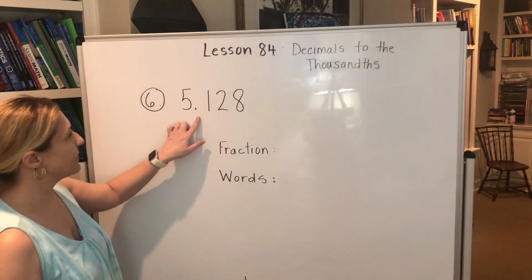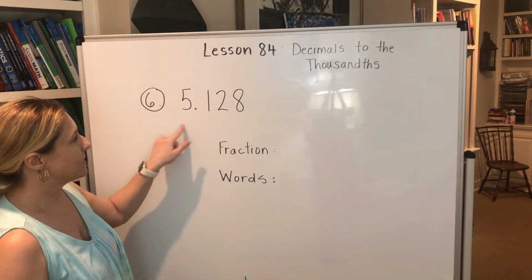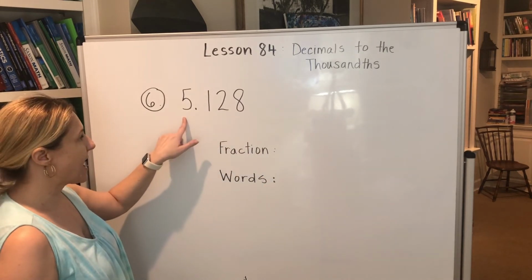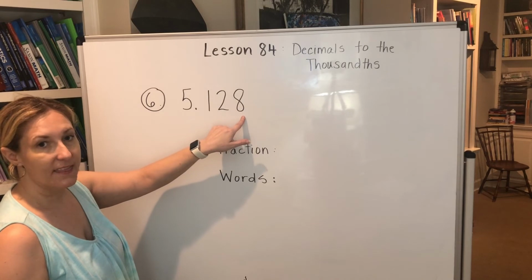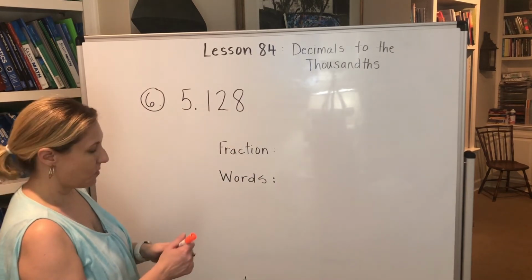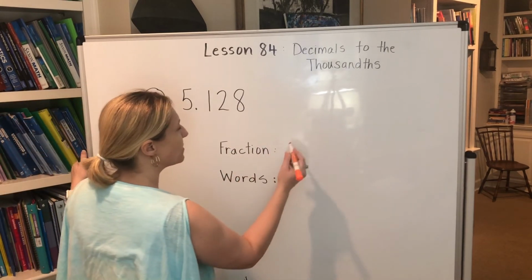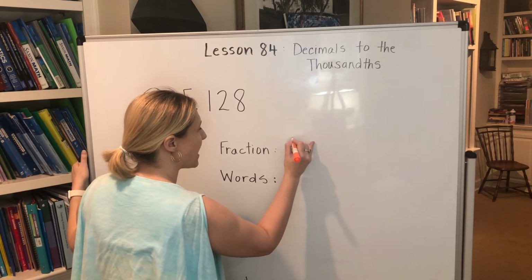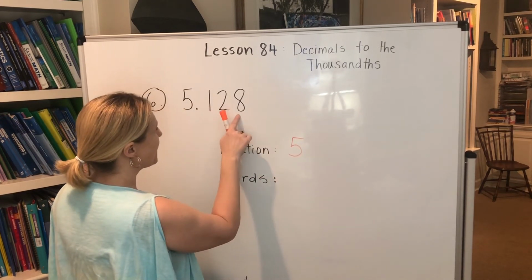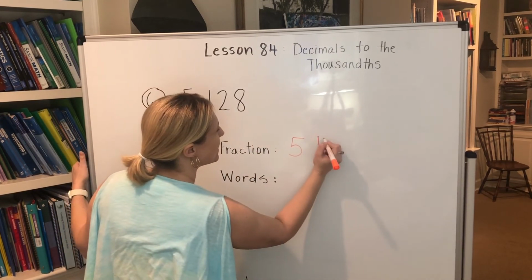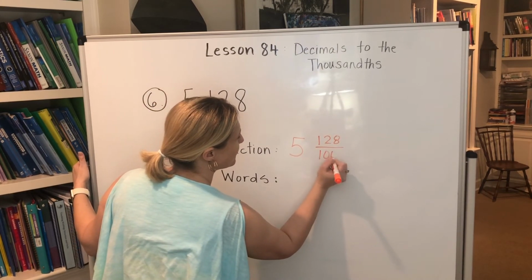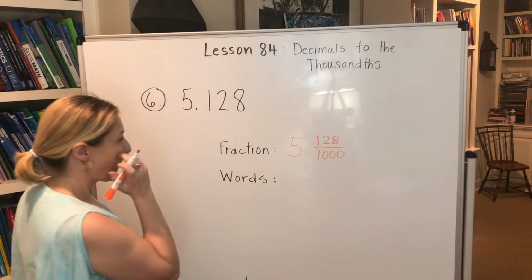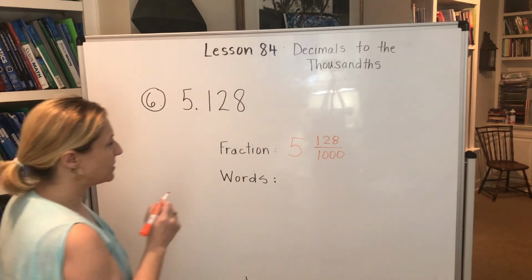Okay, take a look at number 6. We have 5.128. The way you read this is 5 and 128 thousandths. So we're going to write that in a fraction form, which will be a whole number 5. And then for our fraction, we will write 128 over 1,000. Okay? Now we have to write it in words.